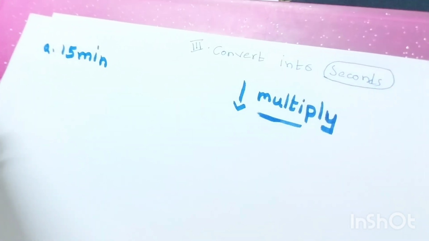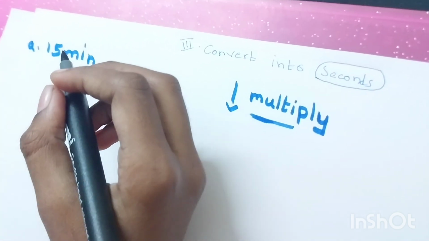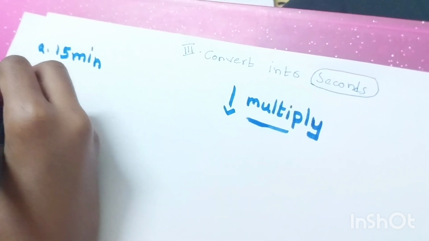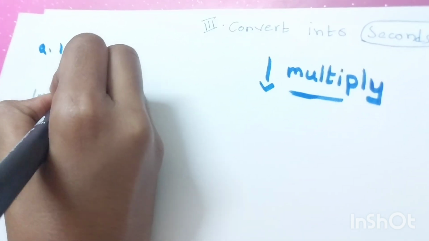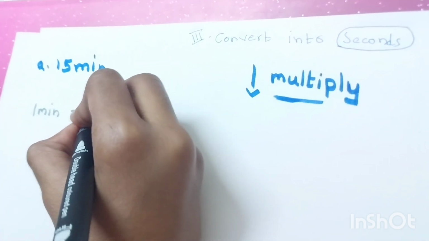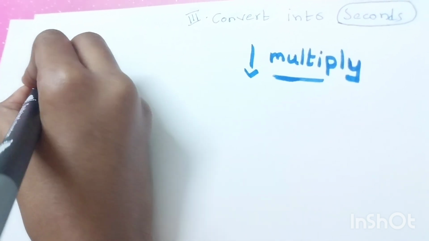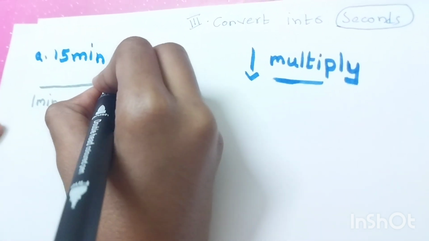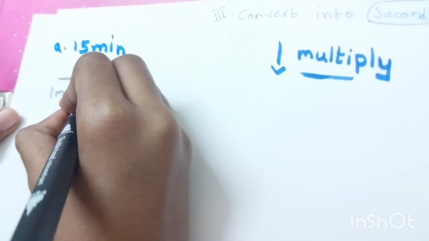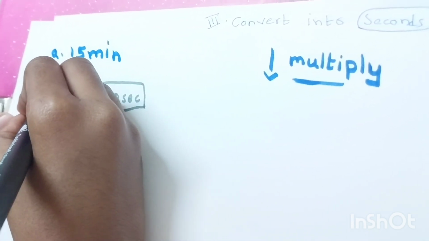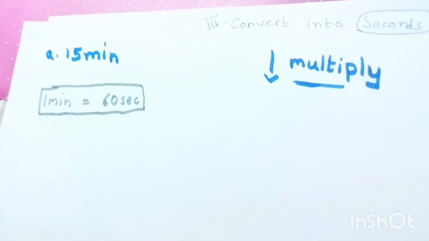Now, first we write down the formula. 1 minute equals 60 seconds. Put it in a box. Box is a main important thing in the whole maths life, so we can know that this one is a formula.